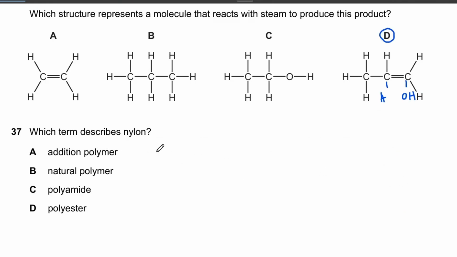What term describes nylon? Nylon is a polyamide, so our answer is C. Please take note of that. And the reason why nylon is a polyamide is because it has the amide link. If you draw the structure of nylon, it's going to show you the amide link. So take note of that. Nylon is a polyamide. It is not a polyester, and it is not a natural polymer. Example of a natural polymer is protein. Then it is not addition polymerization because addition polymers are formed from alkenes.